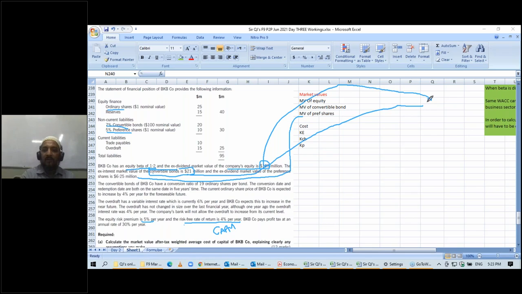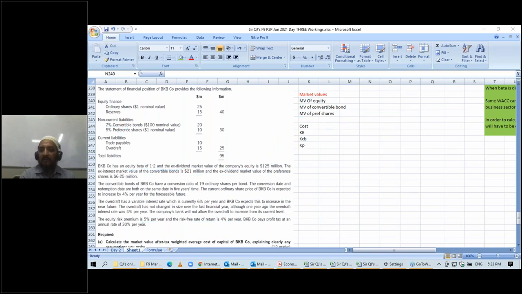So it's just plugging in figures. So market value of equity is 125 million, then 21 million convertible bonds, and then 6.25 million is the preference shares. This gives you 152.25 in total.